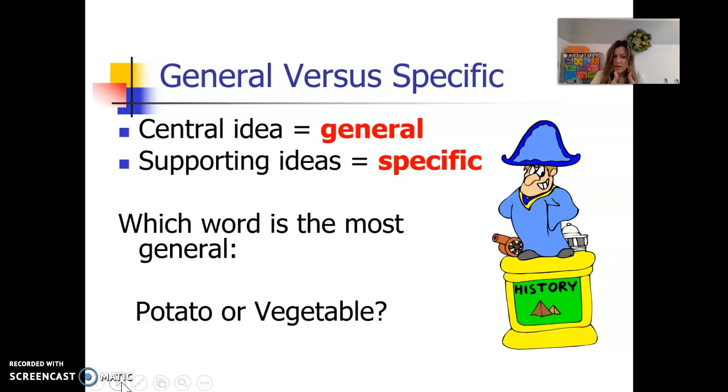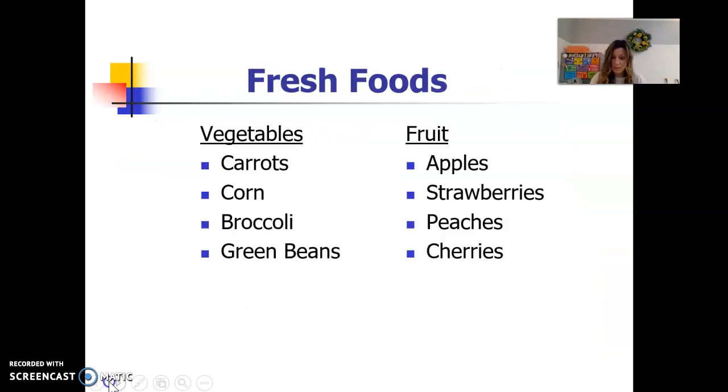So here we have two things, a potato and vegetable. Which word is the most general word there? Take a moment and circle that on your note sheet. You can use your draw tool to circle, or you can highlight which word you think is more general. Hopefully you circled vegetable, okay? Because a vegetable is a more general term than a potato. A potato is more specific, okay? So that's what we're talking about with general. General is more broad, specific is more detailed.